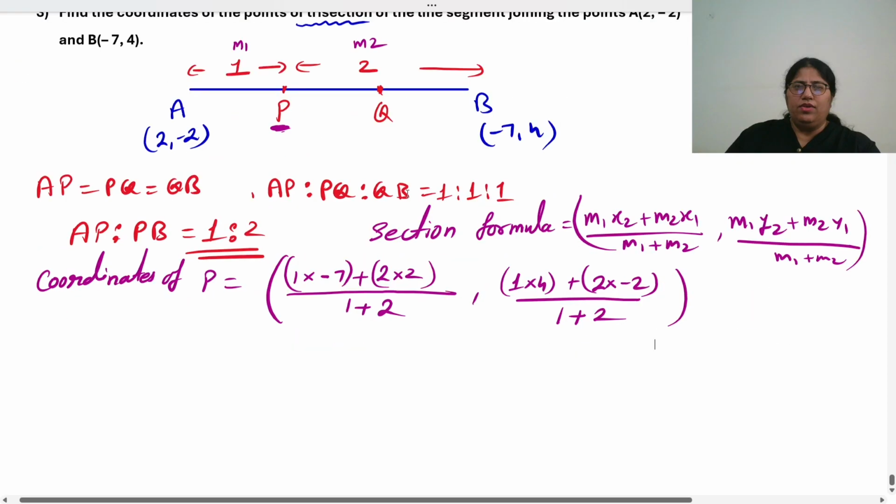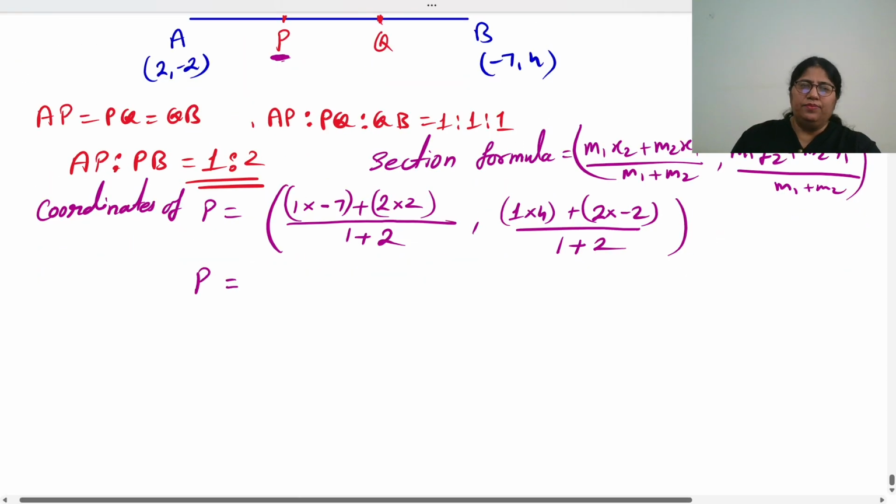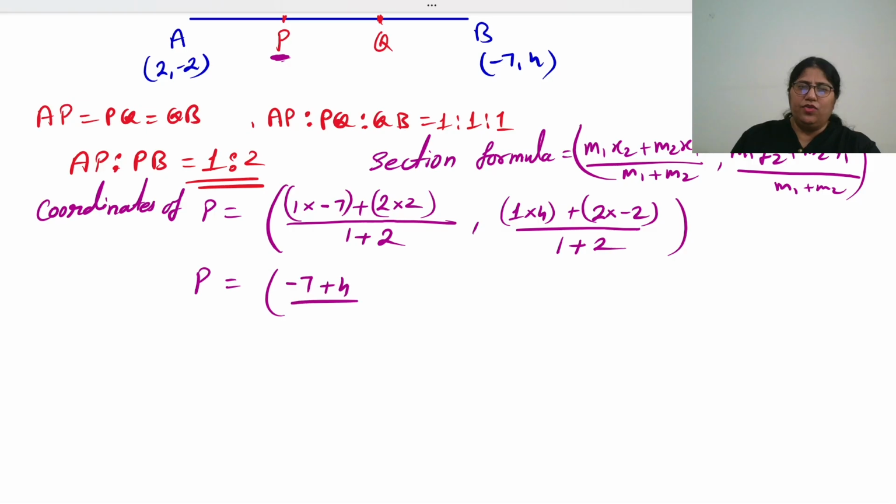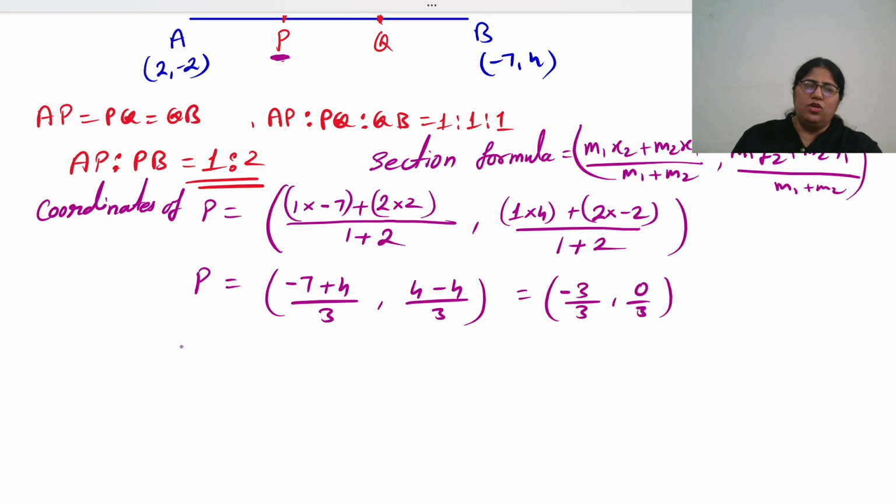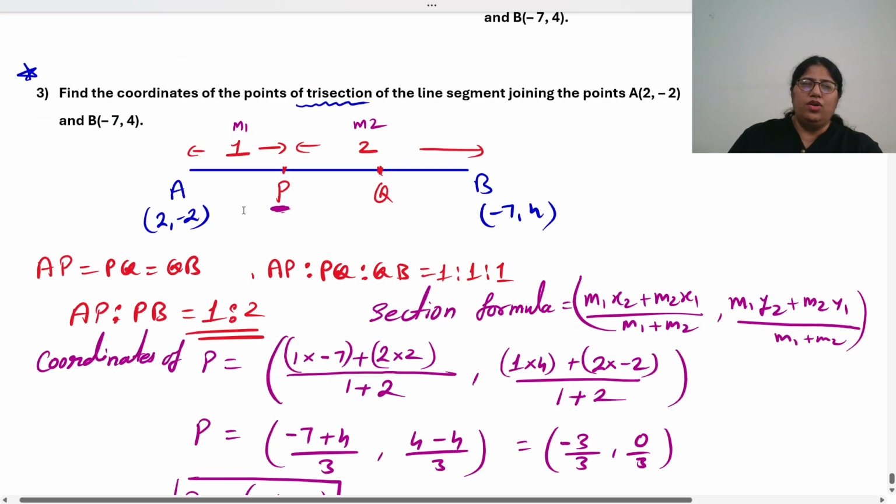So let us find out what the coordinates of P are going to be. Here it will be (minus 7 plus 4) by 3, comma, (4 minus 4) by 3, right? Because 2 times minus 2 will be minus 4. And if I simplify further, this will become minus 3 by 3, comma 0 by 3. So what are the coordinates of P here? It is minus 1, comma 0. We got the coordinates of P.